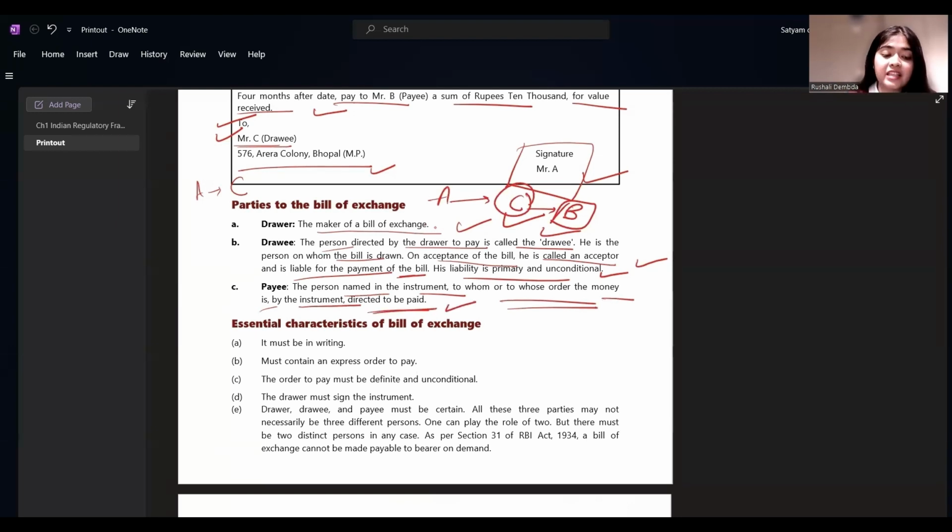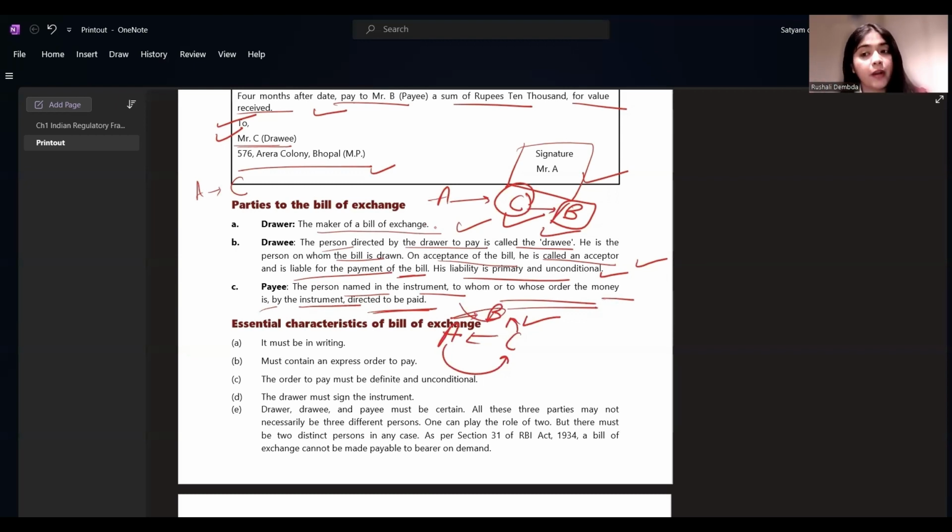Now, as I explained with the example, A is the person who is drawing the bill. A had to receive 10,000 rupees from C. What he did, A issued a bill of exchange in the name of C and instructed that A had to pay the money to B. So instead of A paying to B, C was directed that you have to pay to B. I am not going to pay to B.